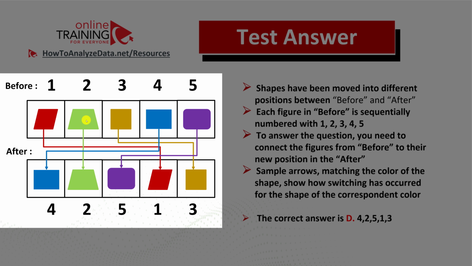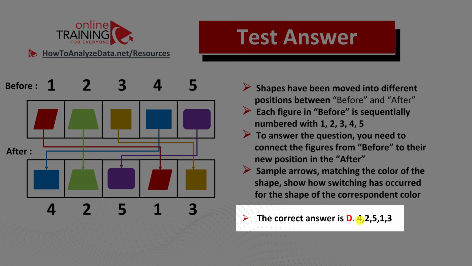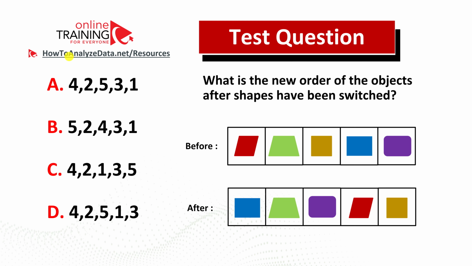If we take the second shape, it stayed in place. So it didn't change the position and it maintained in the position 2. If we take the third shape moved to the position 5. So the first 3 choices would be 4, 2, 5. If we look at list of possible choices, you see that the 4, 2, 5 is part of the answer A as well as part of the answer D. So we need to continue and figure out the remaining objects.